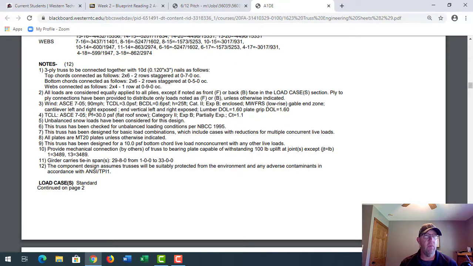So let's go down into the notes section. The notes say this: it's a 3-ply truss to be connected together with 10D nails as follows. So the top cords are connected. It looks like there's 2 rows of nails and they're staggered 7 inches on center. The bottom cords, 2 rows staggered at 5 inches on center. And the webs are 1 row at 9 inches on center.